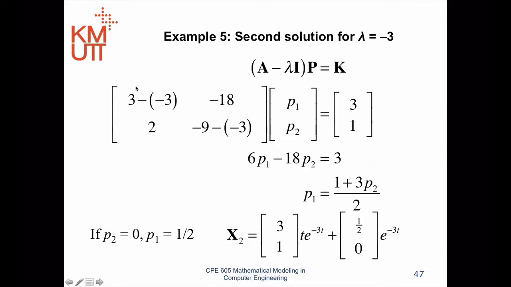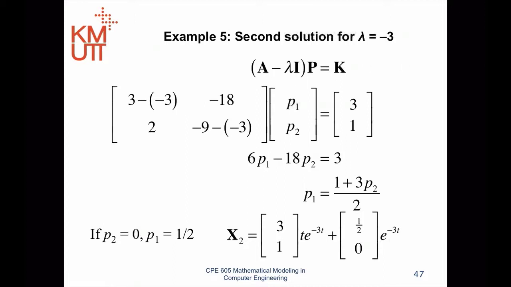Then, by multiplying the first row with this column, we will have 6P1 minus 18P2 equals 3, or P1 equals (1 plus 3P2) over 2. If we set P2 to 0, we can do that because it doesn't make the solution a trivial solution. We will get P1 equals 1 over 2. So this x2 would be (3,1) t e to the minus 3t plus (1/2, 0) e to the minus 3t.